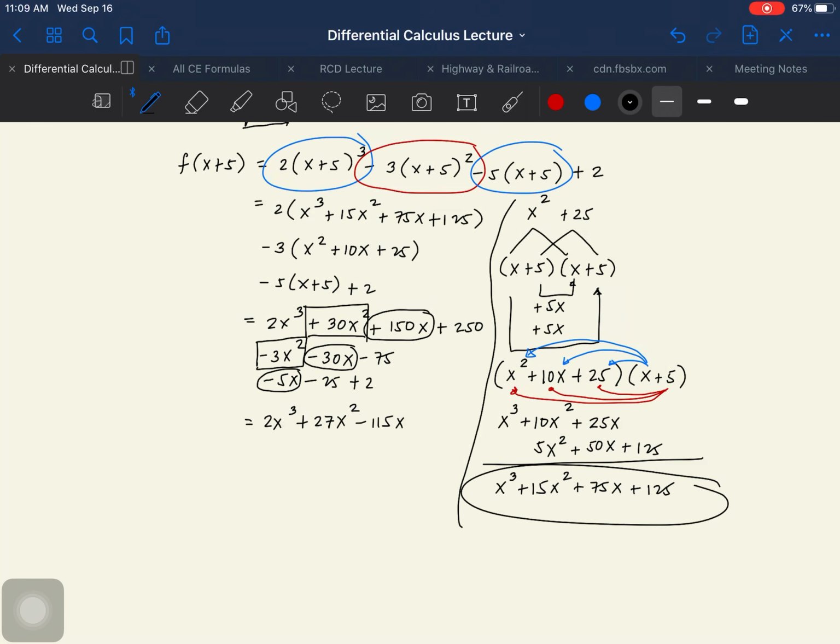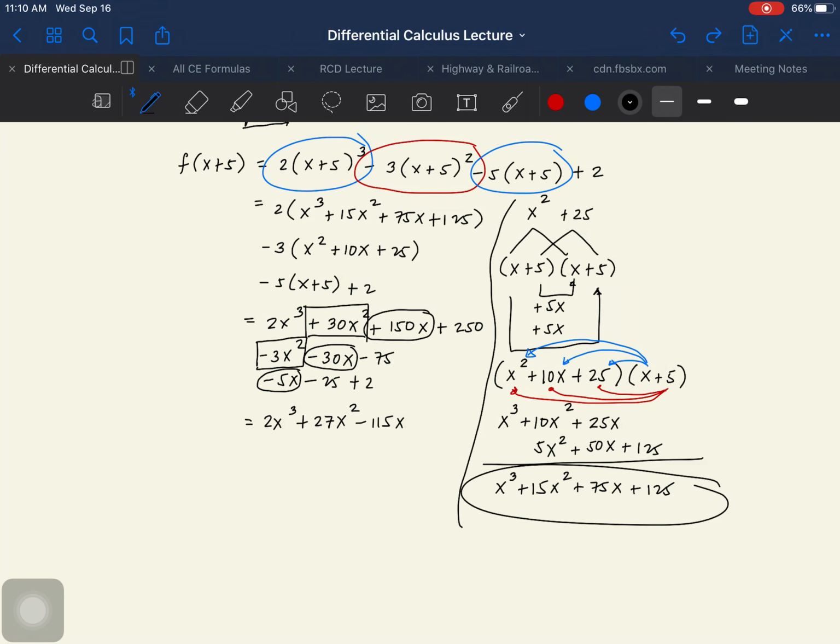Okay, so what's left is constants. The constants here, underline it, positive 250, negative 75, negative 25, positive 2. Now, if you're uncomfortable with the underline, you can just not use underline for the constant because it's already obvious. We have constants here and they are 4 constants.